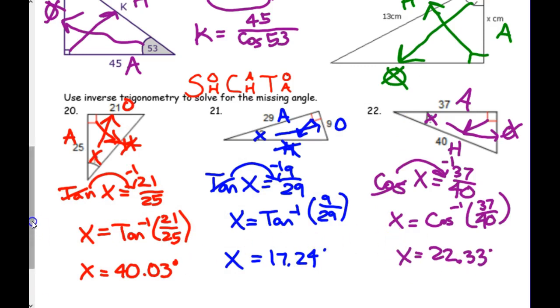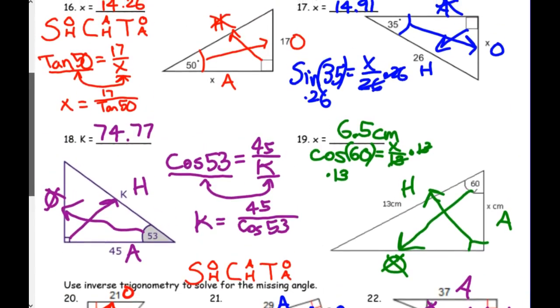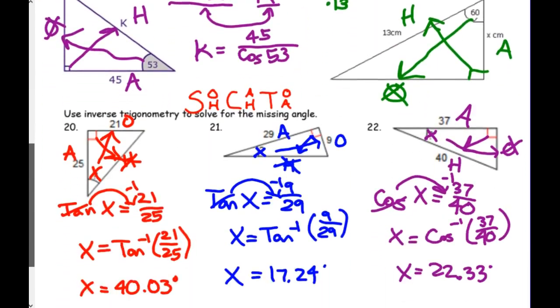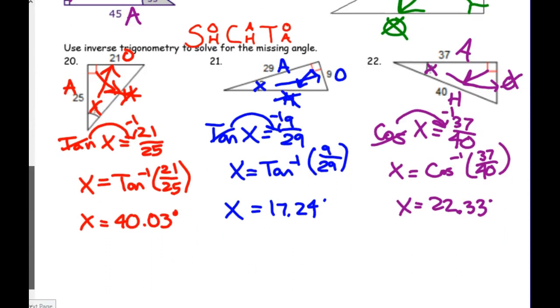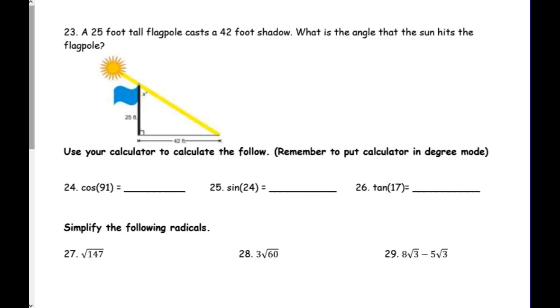Okay, so that was trig and inverse trig. Missing side is regular trig. Missing angle is inverse trig. Always label your units of measure. Number 23, we got a flagpole with a 42-foot shadow. It asks us the angle the sun hits the flagpole. So in our picture, we got all we need. Missing angle, two sides. We literally just did three problems like this. So we know from our missing angle, that's our theta, our X, we label OHA.